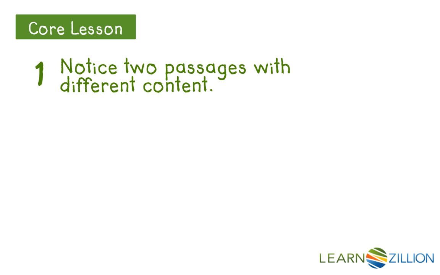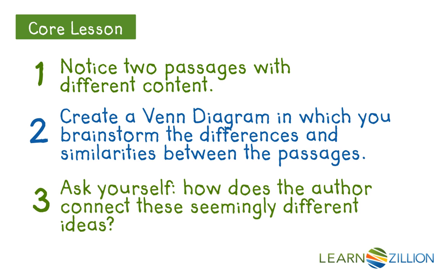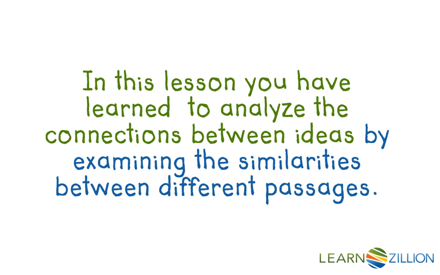So, we noticed two passages with different content. We created a Venn diagram in which we brainstormed the differences and the similarities between the passages. And we asked ourselves, how does the author connect these seemingly different ideas? In this lesson, you have learned to analyze the connections between ideas by examining the similarities between different passages.